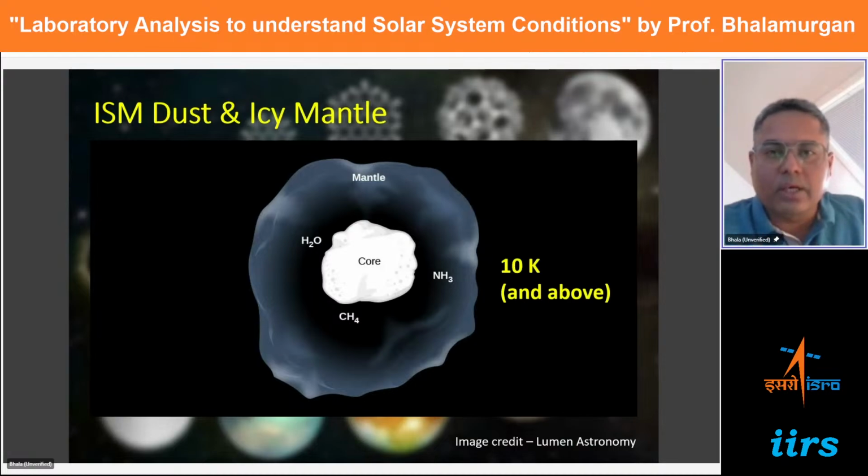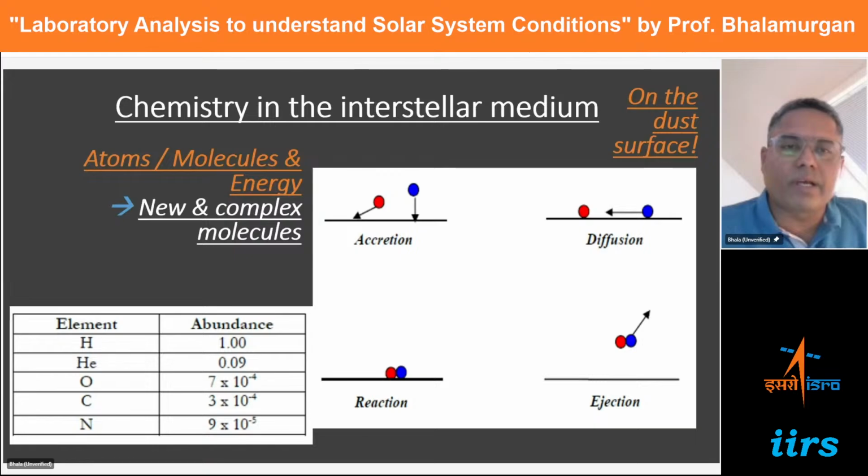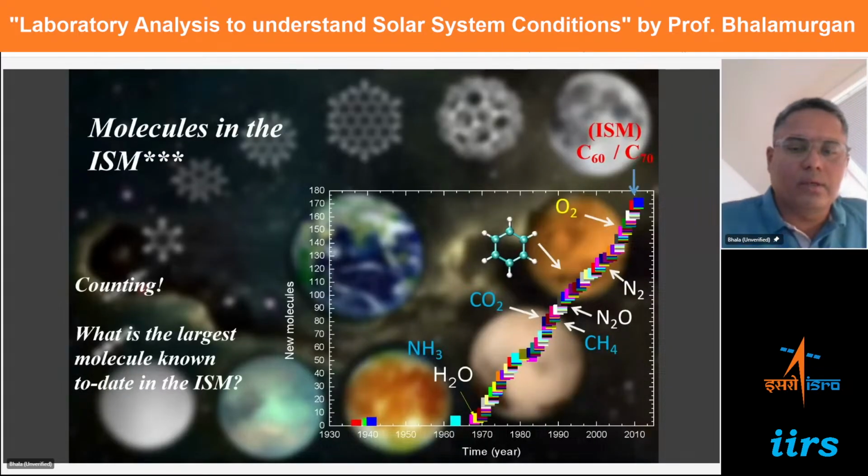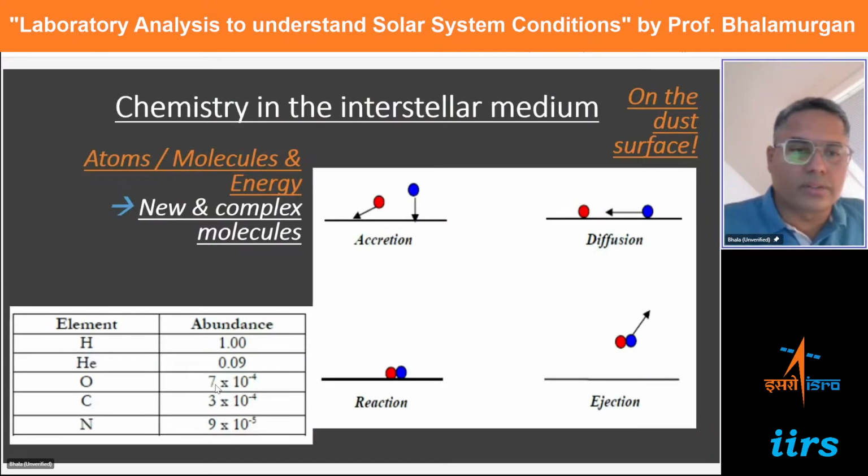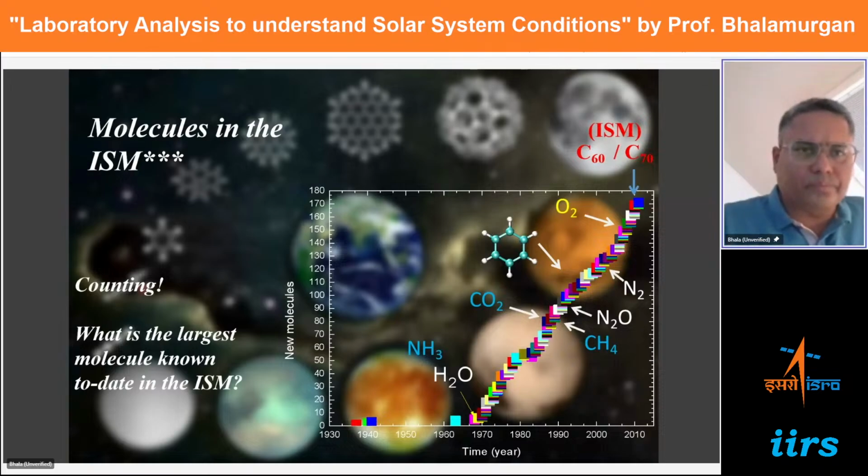When the molecules accumulate, they react, and then they go off the surface. So this is an accelerated process where new molecules are easily being made. You see here the accretion, and then they diffuse, they react, and then they go off. Here is the abundance that is given for the elements. These are not for the molecules. Now, when you talk about formation of new molecules, the dust grain is helping to form them.